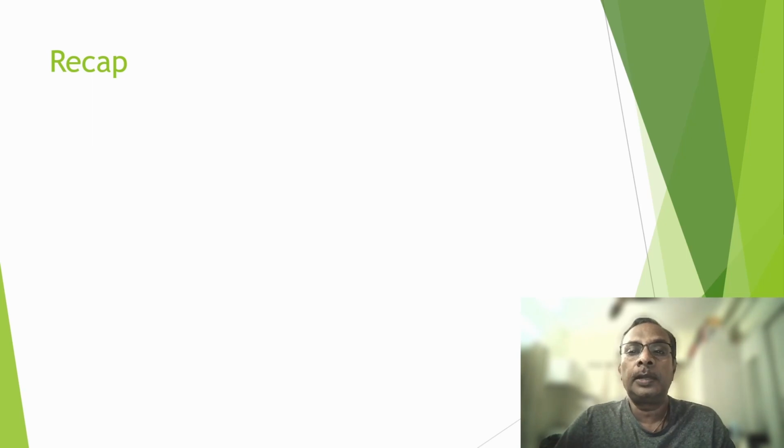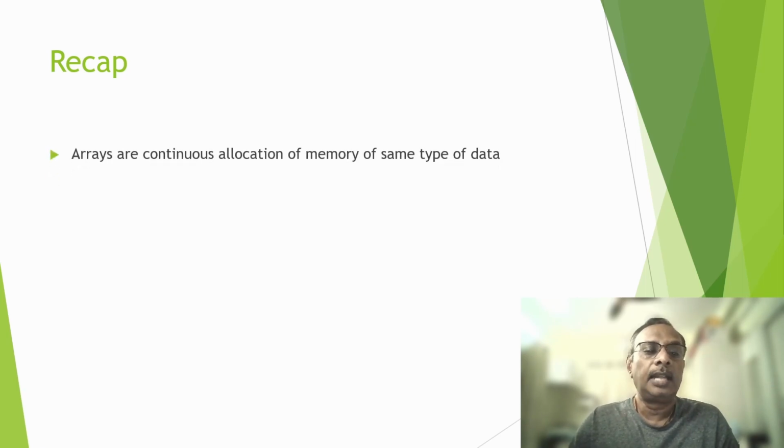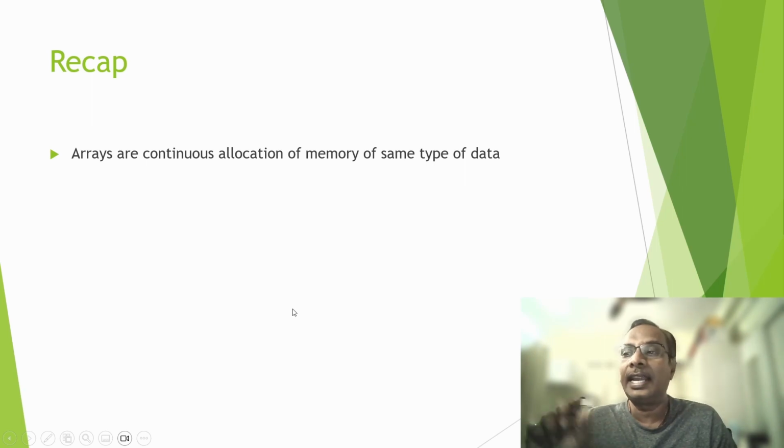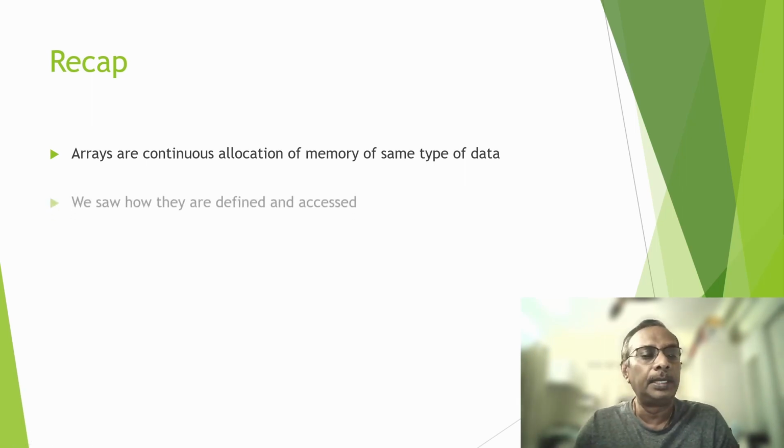Last session we were talking about single dimensional arrays in Java, right? So we'll see what points we touched upon in the last session. We saw that arrays are continuous allocation of memory of the same type of data, right? So they are allocated continuously in the memory, and the data type of each element will be the same. That is what is called an array. Basically a set of same type of data.